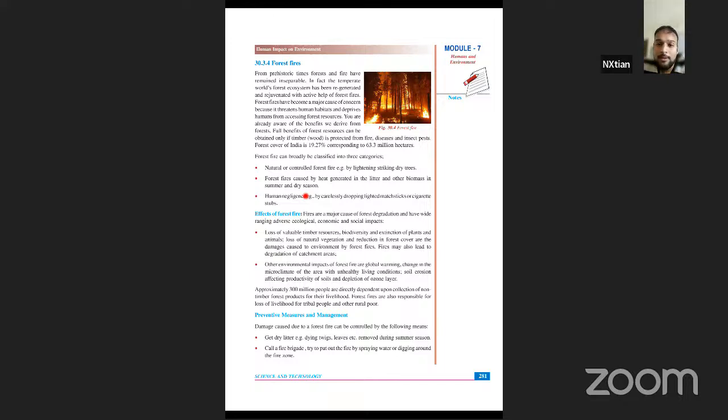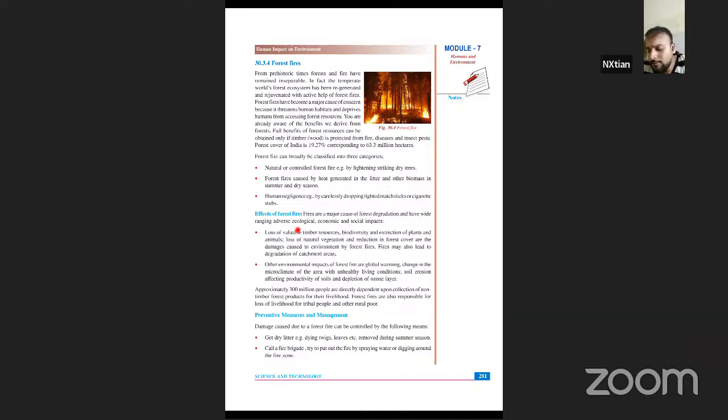Like sometimes if we are in a forest doing camping, and when we are doing camping, we don't turn off that fire and we just move away. Because of that, the fire can go to some dry leaves, and because of that the forest can catch fire. Understood? So these are the three ways.